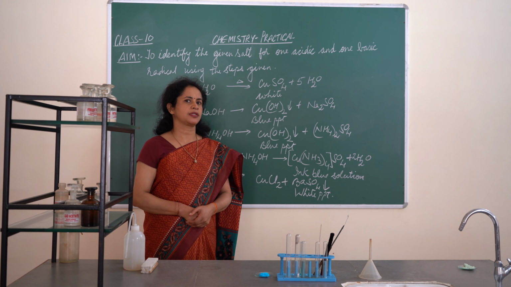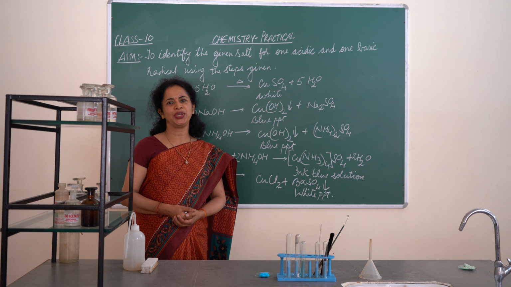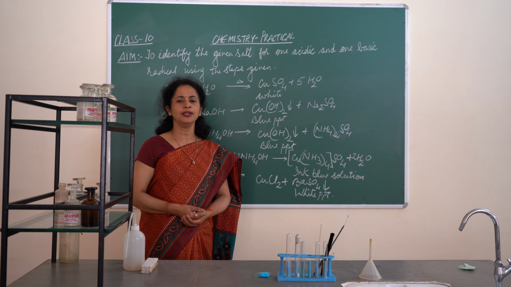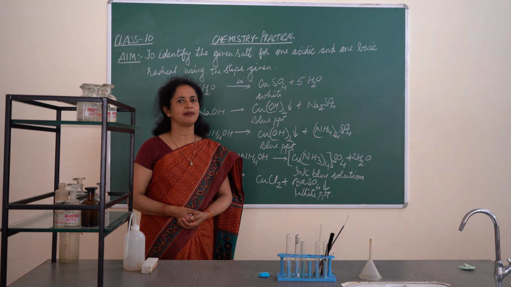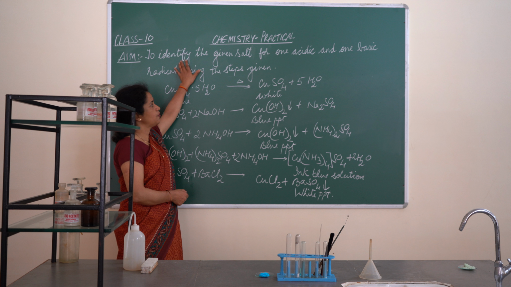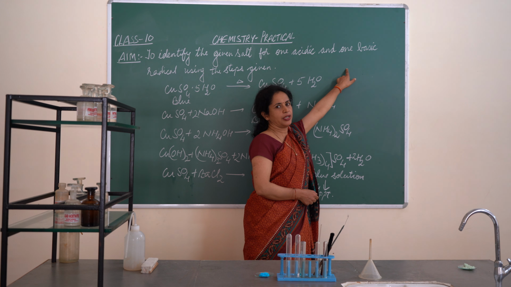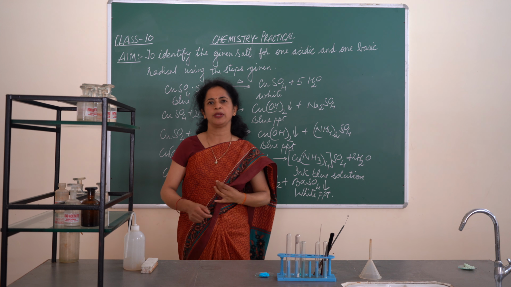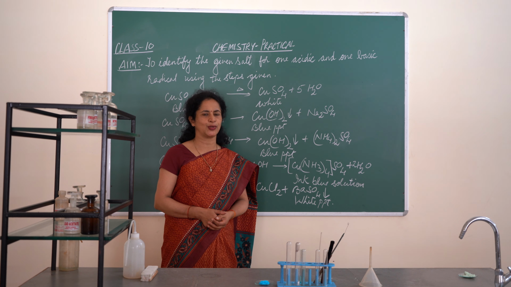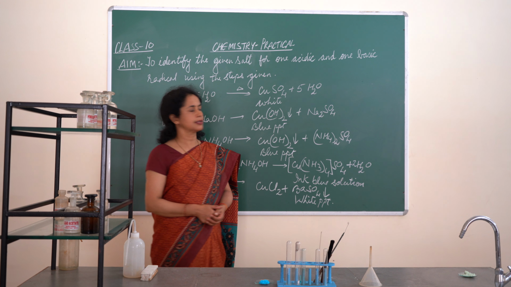The basic principle here is the use of sodium hydroxide and ammonium hydroxide for the identification of cations, which are also called basic radicals. The aim of our experiment is to identify the given salt for one acidic and one basic radical. The basic radical we will be identifying with sodium hydroxide and ammonium hydroxide. Today I am going to show you for copper ions.